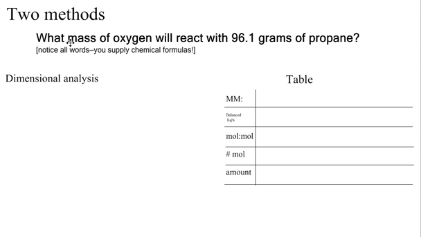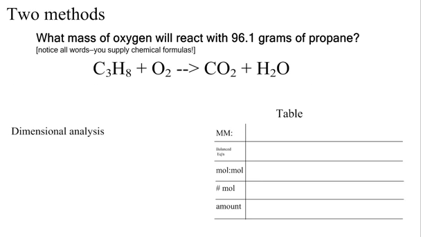So, here's a problem. What is the mass of oxygen that will react with 96.1 grams of propane? So, again, this is all words. We have to turn this into a chemical equation. And it's going to look something like this. So that's our unbalanced equation.